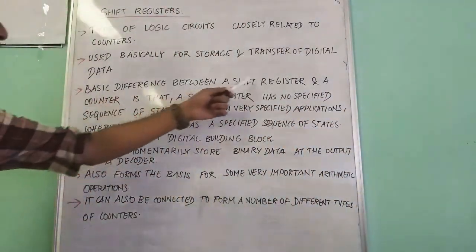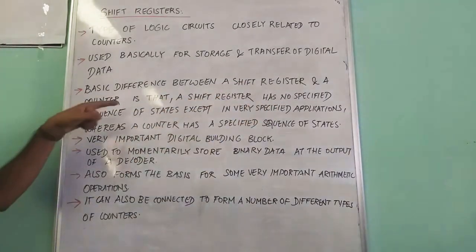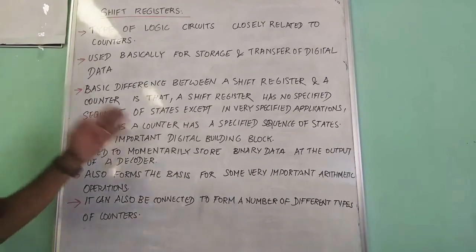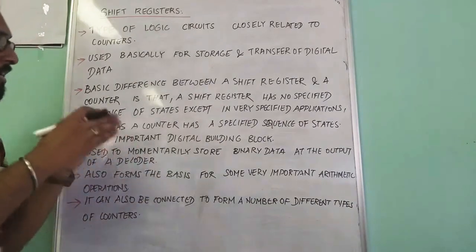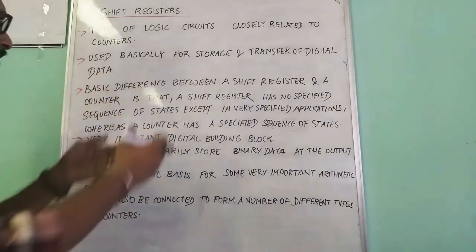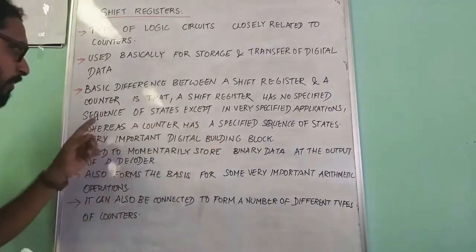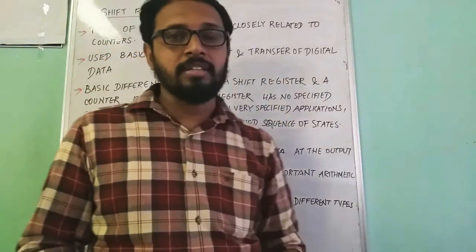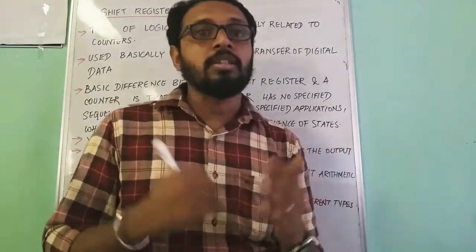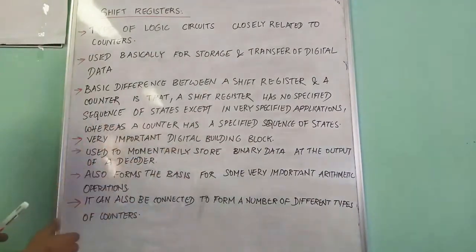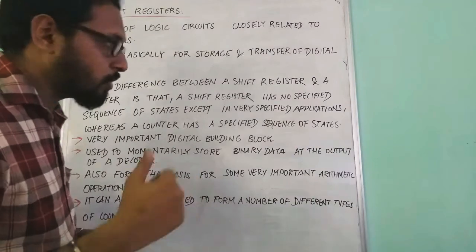The basic difference between a shift register and a counter is that a shift register has no specified sequence of states, except in very specific applications. That is not so relevant in this particular case, but as the name describes, it has no specified sequence of states, whereas a counter has a specified sequence of states. We have shown the state diagram in the case of counters, counter design. So it has a specified sequence of states in the case of synchronous counters.